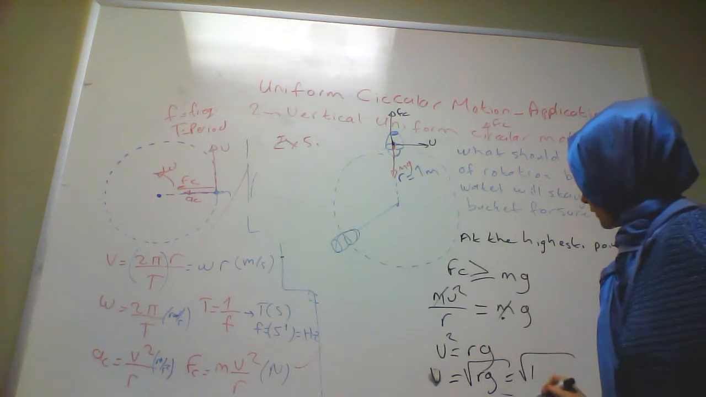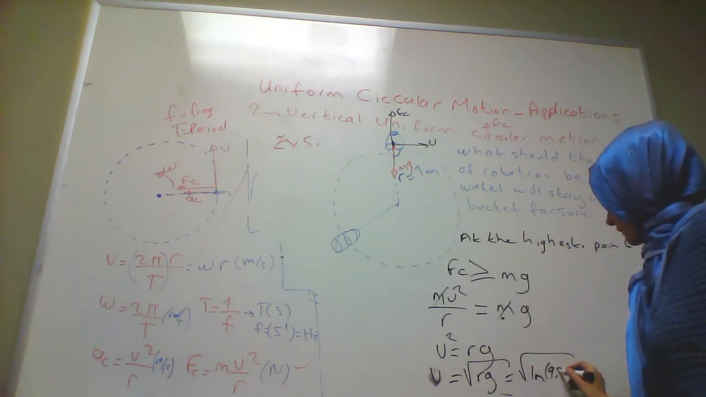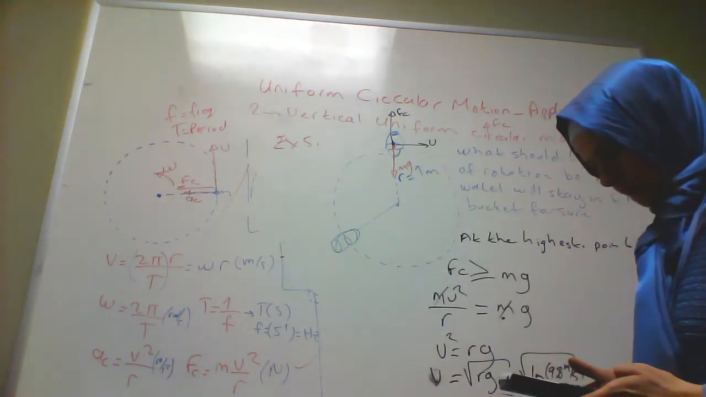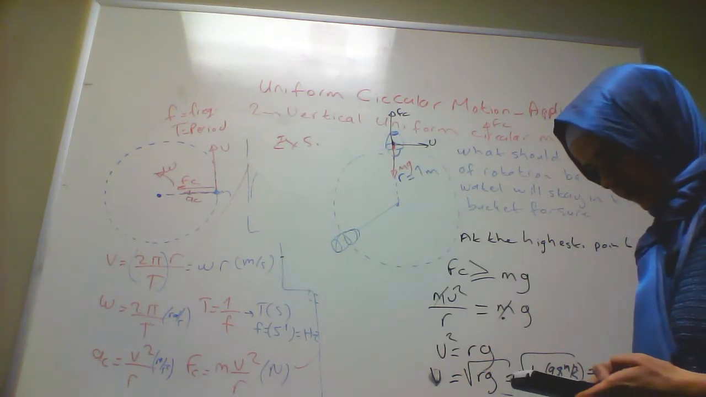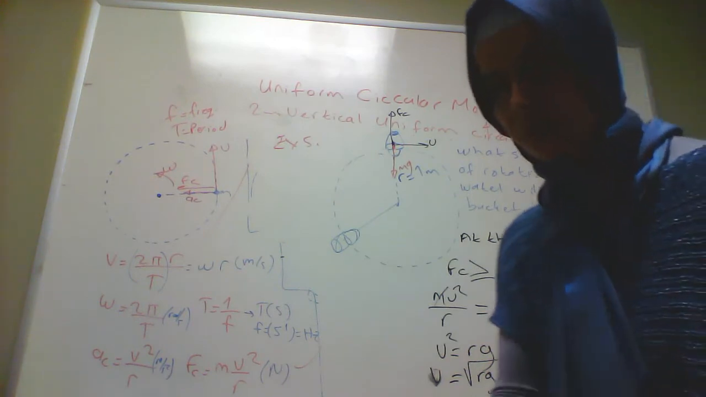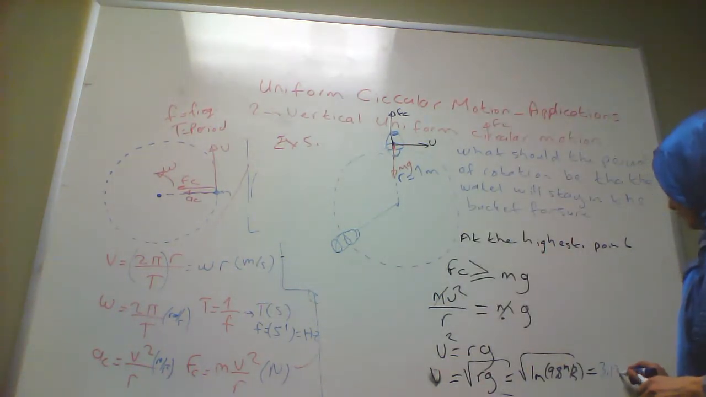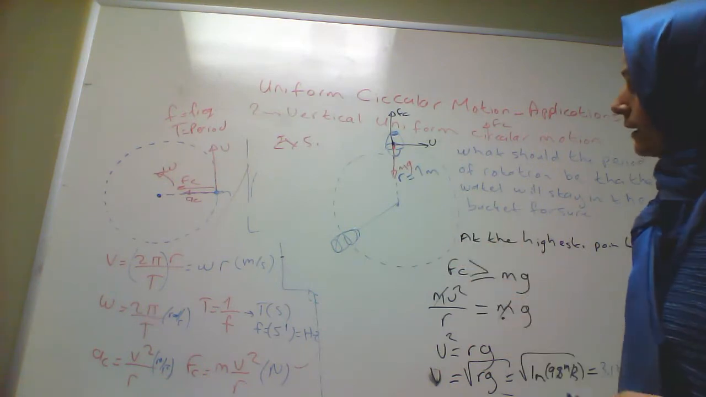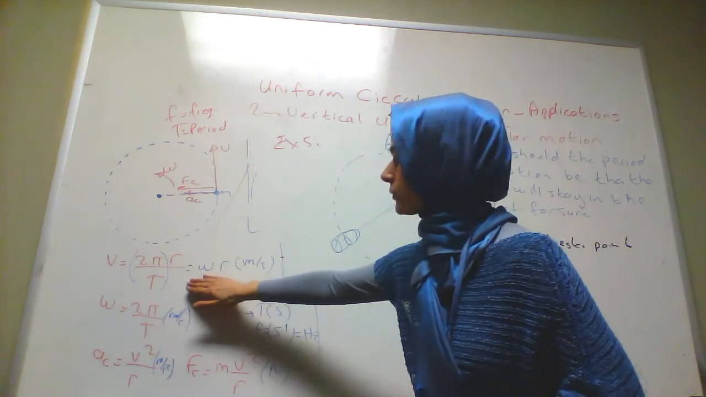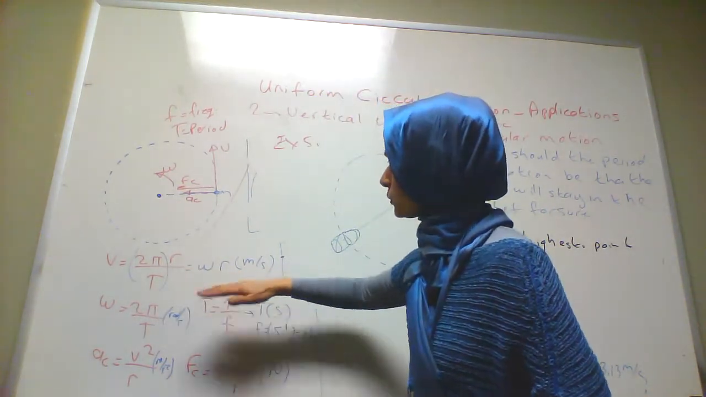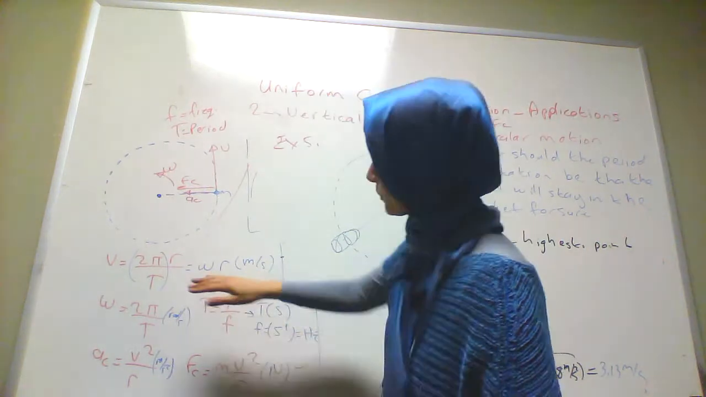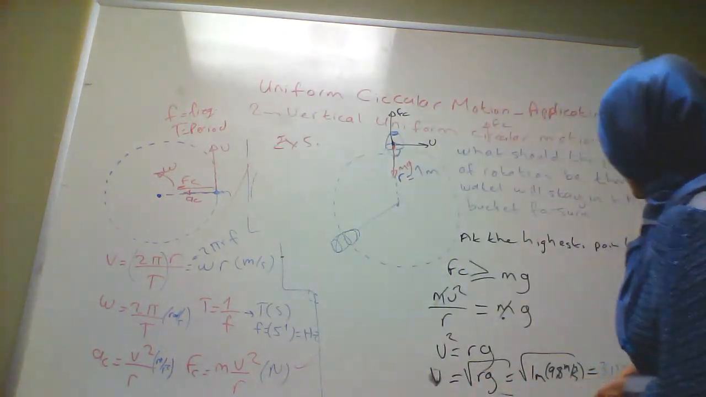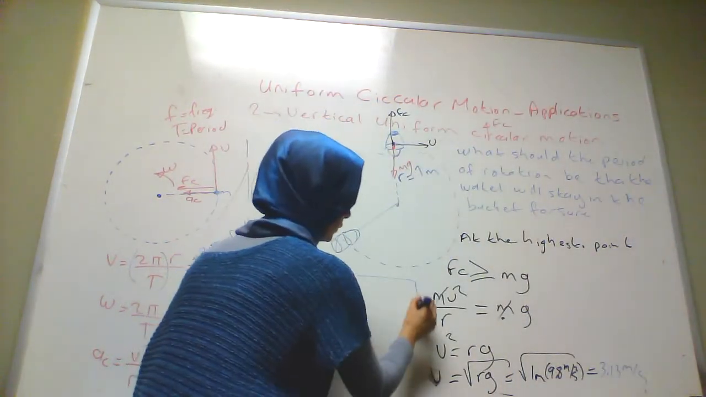Now r is 1 meter, in MKS units, and g is 9.8 meters per second squared. So our velocity should be the square root of 9.8, which is 3.13. Now it can ask me about frequency, or it can ask me about period. I don't care because I know what v is equal to. v is equal to 2 pi over T times r, or 2 pi r f, because f is equal to 1 over T. They're asking me about T. If I know v, I can get to T.